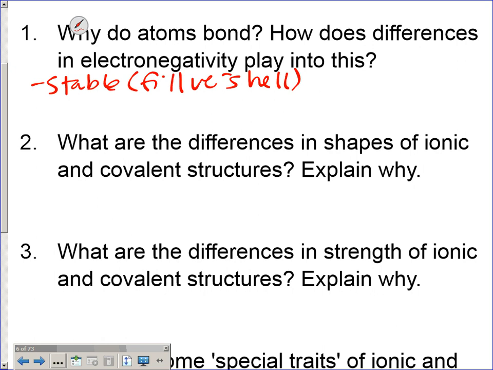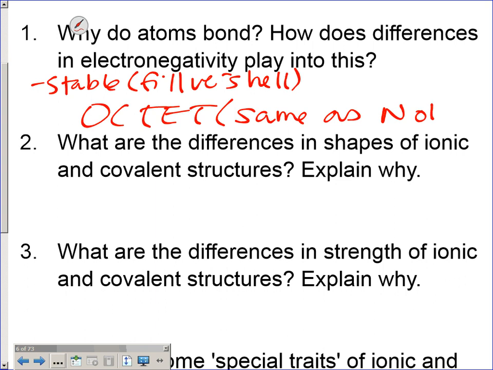They have a stable octet, right? Can we go ahead and put octet right here? And that octet is the same as a noble gas electron configuration. Most of the time they get an octet. There are exceptions to that rule as well. But because their valence shell is filled, that means they're stable. How can they do that? They can either do it by donating an electron or sharing an electron. That's what ionic and covalent bonding is.